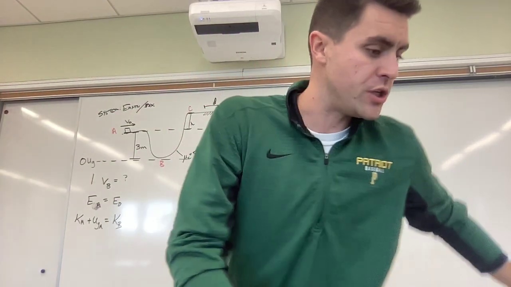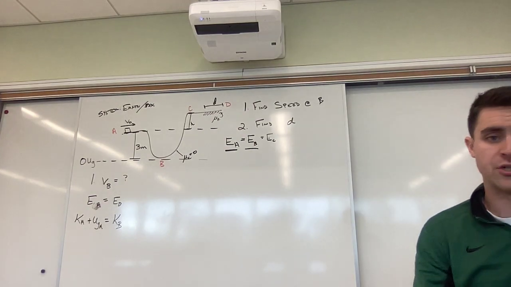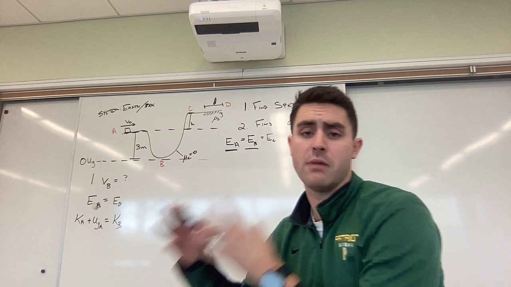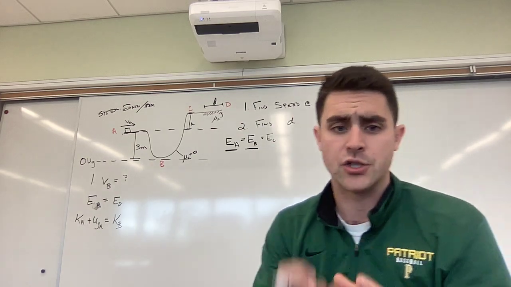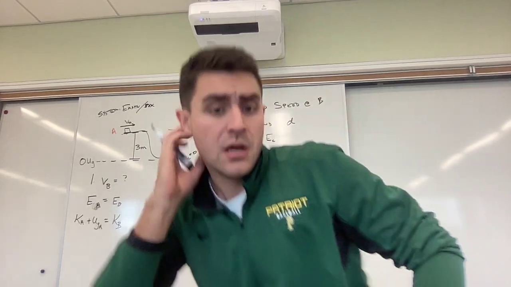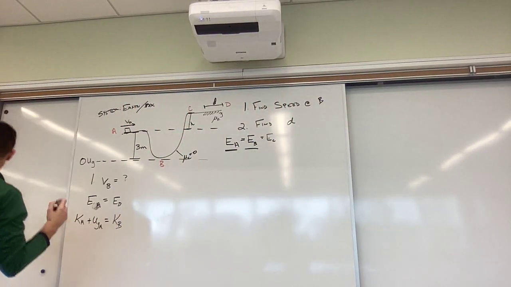KA plus UGA is equal to the kinetic energy at B. All of that potential energy from A is now converted, transformed by the internal force of gravity into the kinetic energy at B. I'm going to need some information. I'm going to actually start solving this now.